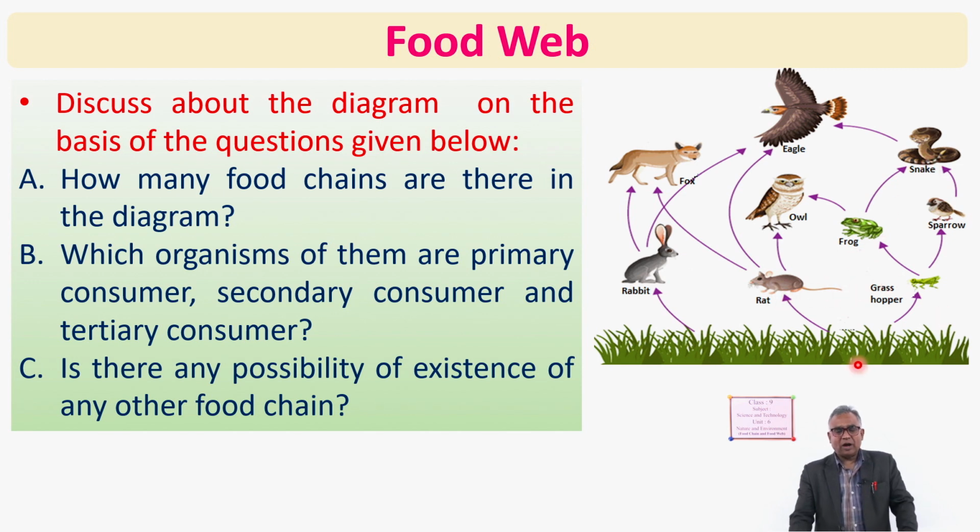And like that, you have to think about others. Here also this small bird can be eaten by the eagle. Here it represents a group of birds, not only sparrow. There may be other birds also on which the eagle feeds. So that also may be another food chain. So there is a possibility of the existence of other food chains. Okay. So in a food web, I think you have got the idea that the flow of energy and food is not in a single direction, but in many directions.